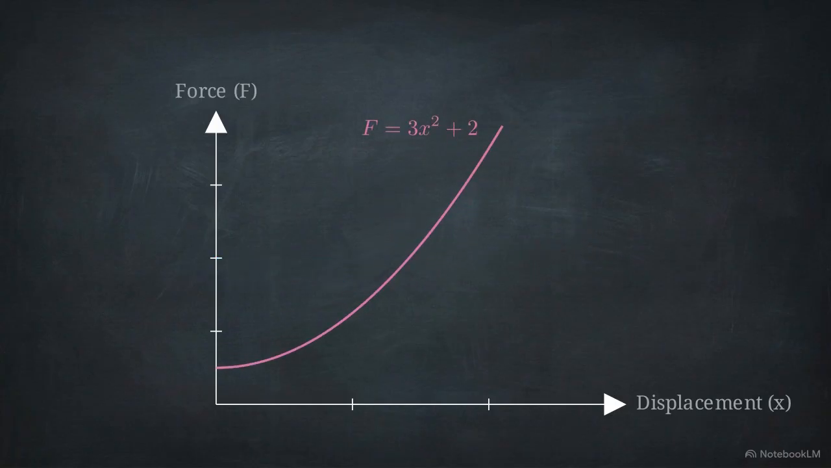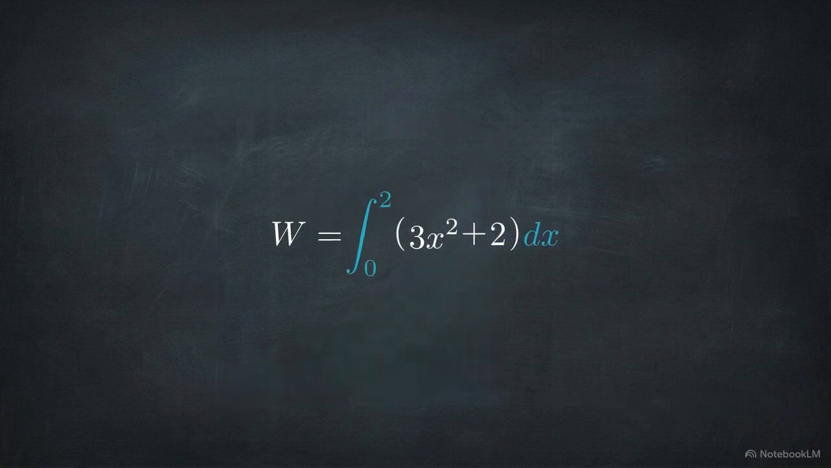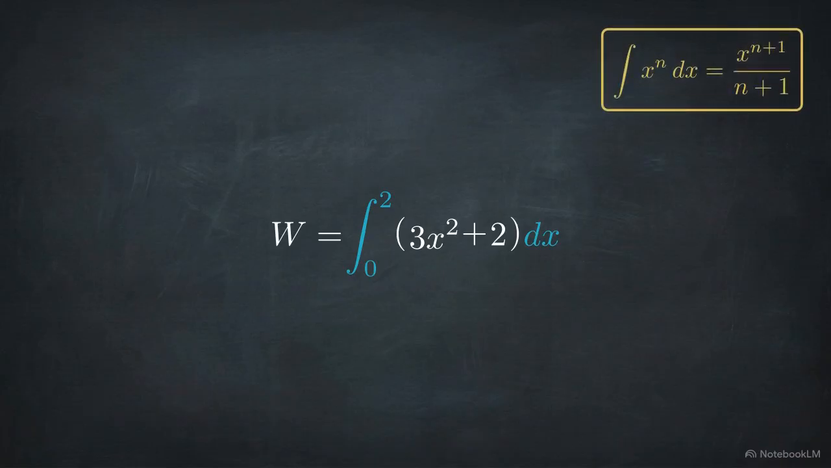But if your force changes as you push, you graph it. The area under a variable force displacement graph equals the work done. To calculate that area, we integrate. Let's solve the integral of 3x squared plus 2 from x equals 0 to x equals 2. We use the integration power rule.